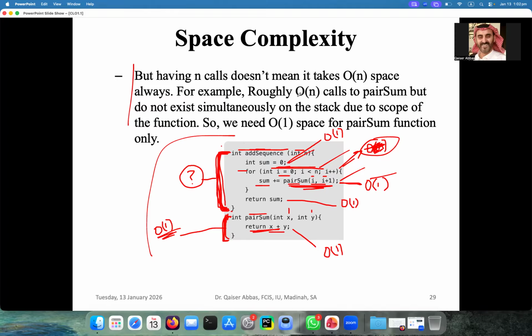I will also correct this. Order of n calls to pair sum, okay, but they do not exist simultaneously on the stack. I will correct these lines, okay.